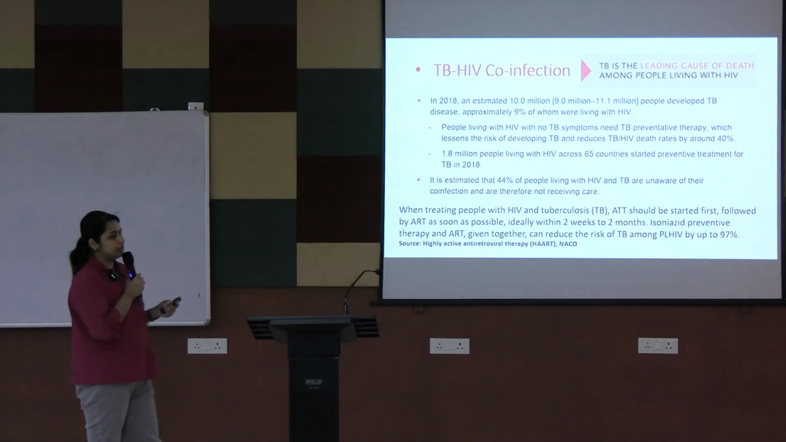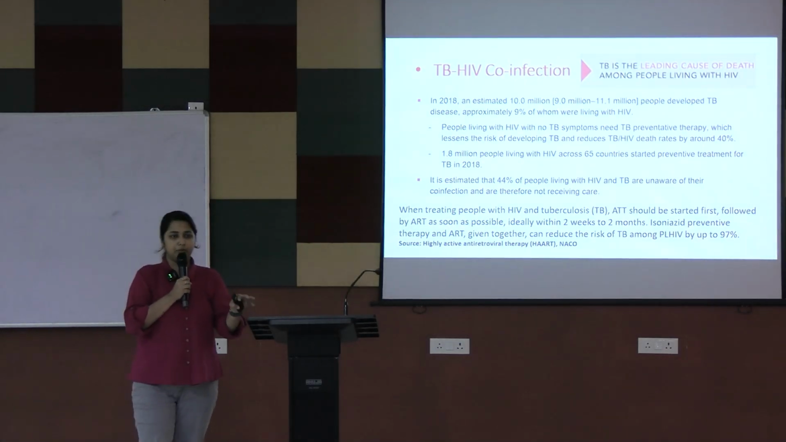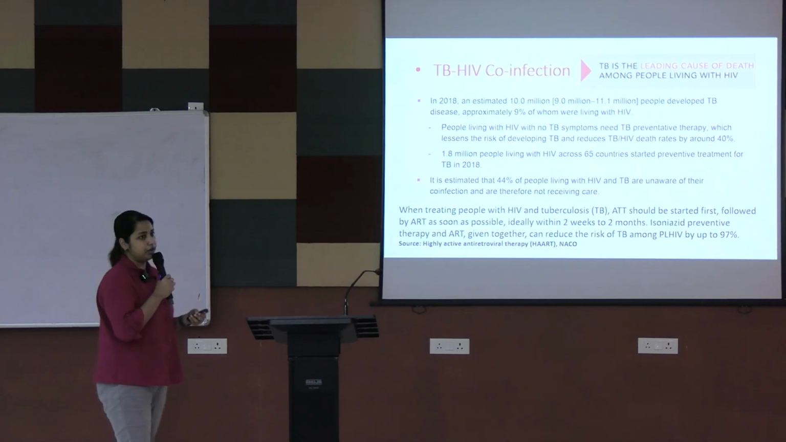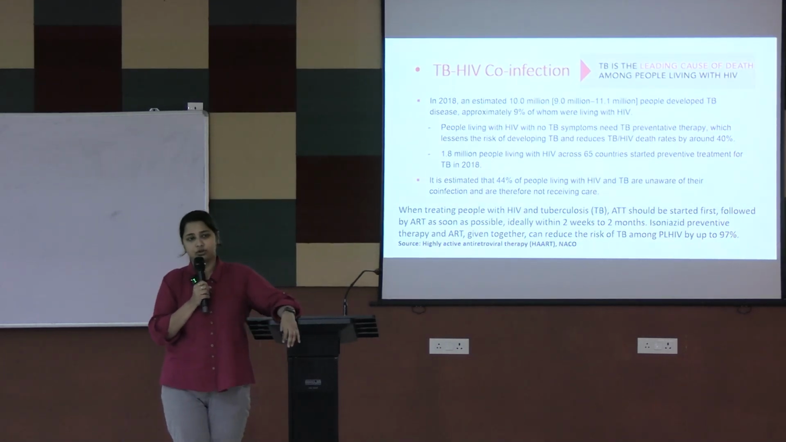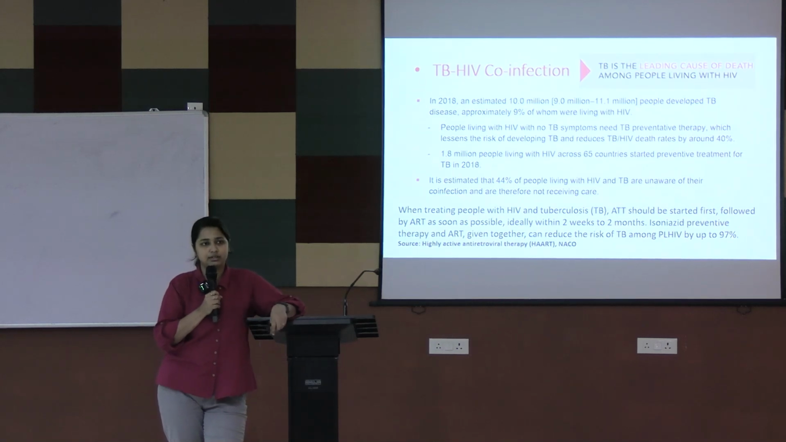So, once you detect TB and HIV in a single person, what do you do? First of all, when you detect TB in a patient, you do the other viral markers. You see whether there is HIV or not, and vice versa. If you detect HIV in someone, you detect if he or she has TB or not.